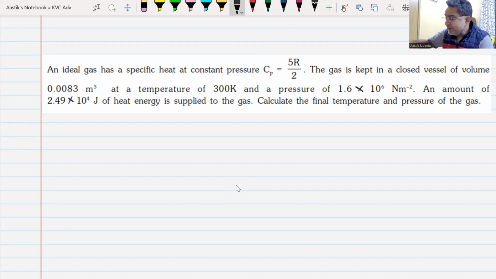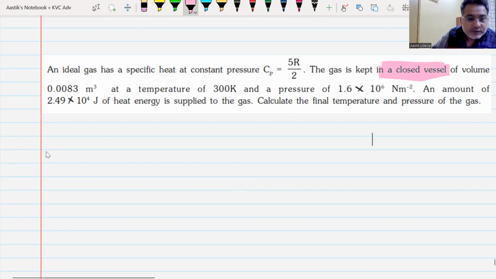Remember, whenever a process takes place in a closed vessel, the process has to be isochoric. Do we understand this? Yes or no? Okay, I'll give you 2 minutes to solve this problem.